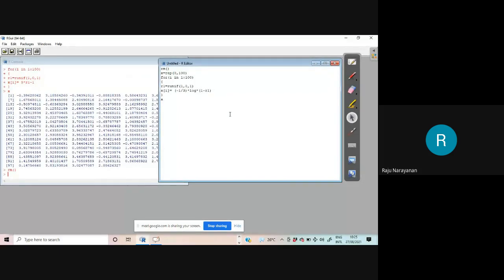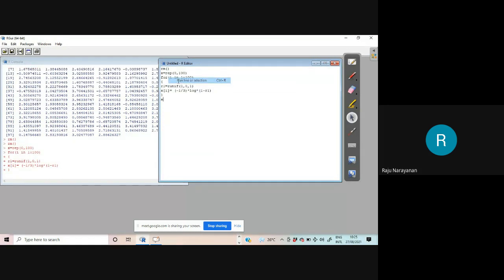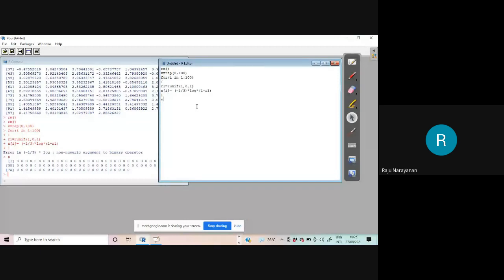First we have to find the equation for that. Then you will get values from that one. Why is it 0, minus 1 by 3 log, non-numeric argument? What is non-numeric argument? Here, what a fool I am. Logarithm of 1 minus r1.